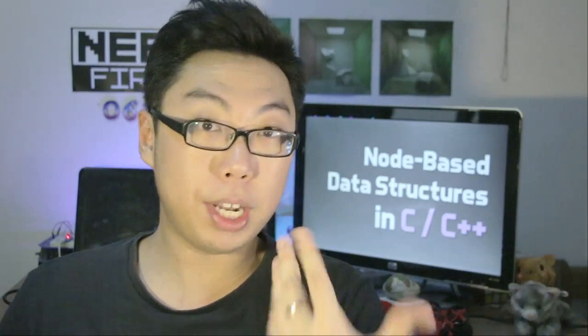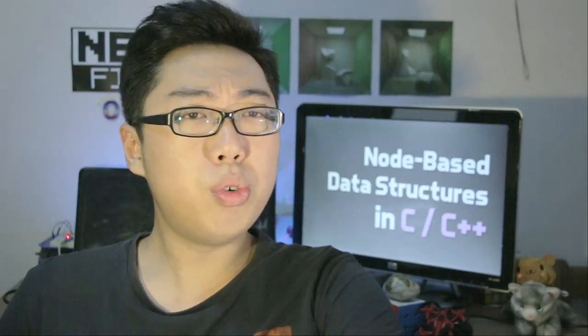Ladies and gentlemen, not too long ago on this channel, we took a look at node-based data structures in Java. We saw how we could use object-oriented programming to, firstly, build a node, and we could use this node to link out to other nodes to form data structures like the linked list, the trees, and things like that. Today, we're going to go through a similar journey, but this time using C and C++.